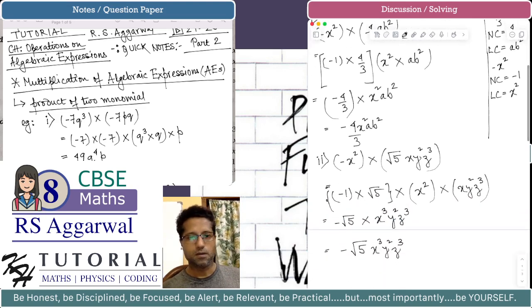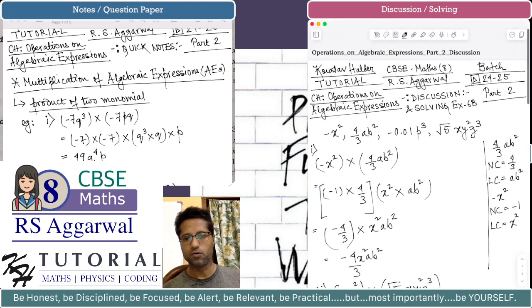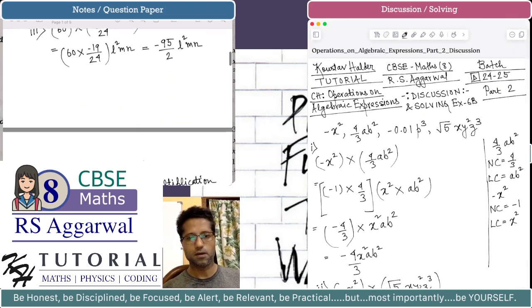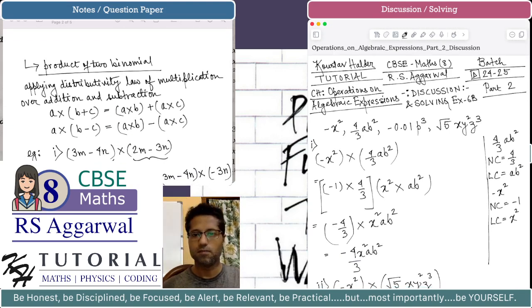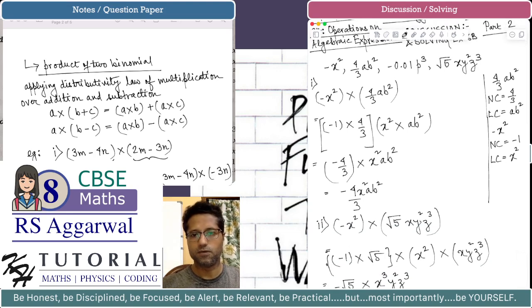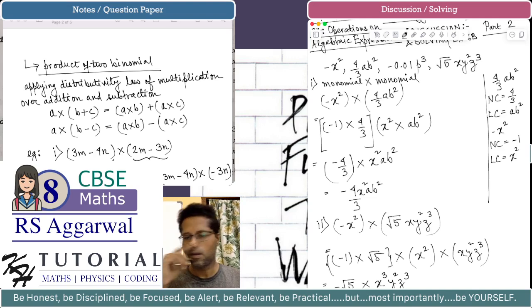Okay. So this was the product of two monomials. The next topic in the quick notes is the product of two binomials. But before that, this was about a monomial multiplied by another monomial. Monomial means an algebraic expression with a single term. So you can always say that a monomial is also a term.